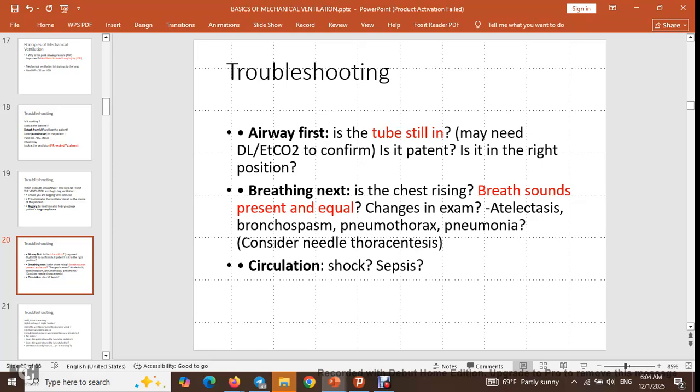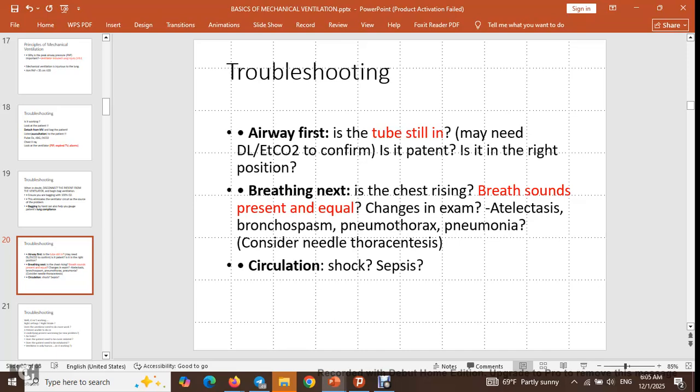So you may get atelectasis, bronchospasm, pneumothorax, or pneumonia. Consider needle thoracentesis when there is a pneumothorax, and you can also rapidly assess using lung ultrasound. You should also assess the hemodynamic condition of the patient, whether the patient has developed shock or not.